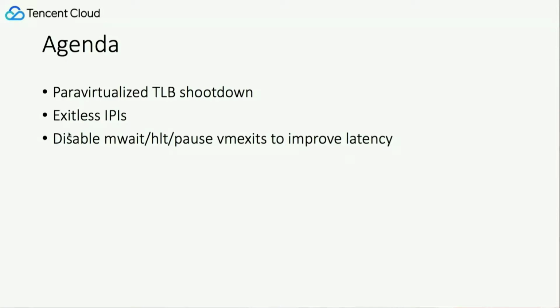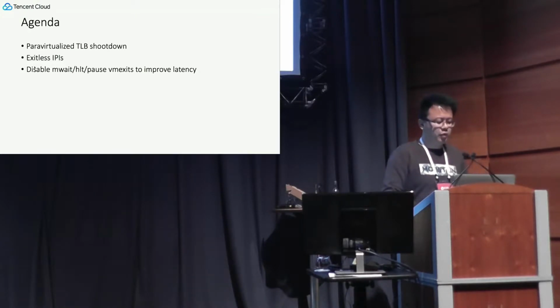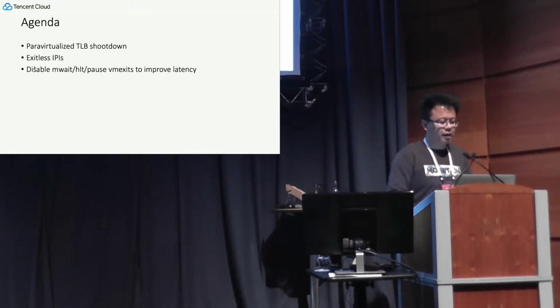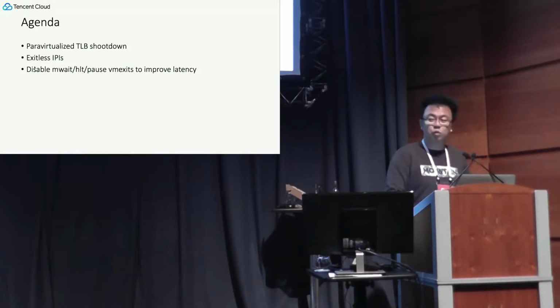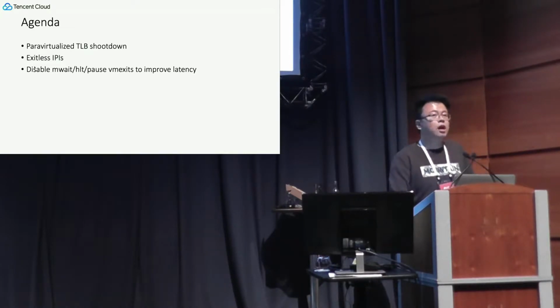I will introduce the PV TLB Shootdown to scale high ratio over commits. The second one is Exitless IPI to scale large VMs. And the third one is to disable mwait, HLT, or pause instruction VM exits to improve latency for the dedicated instance. All these features are upstreamed by me this year.